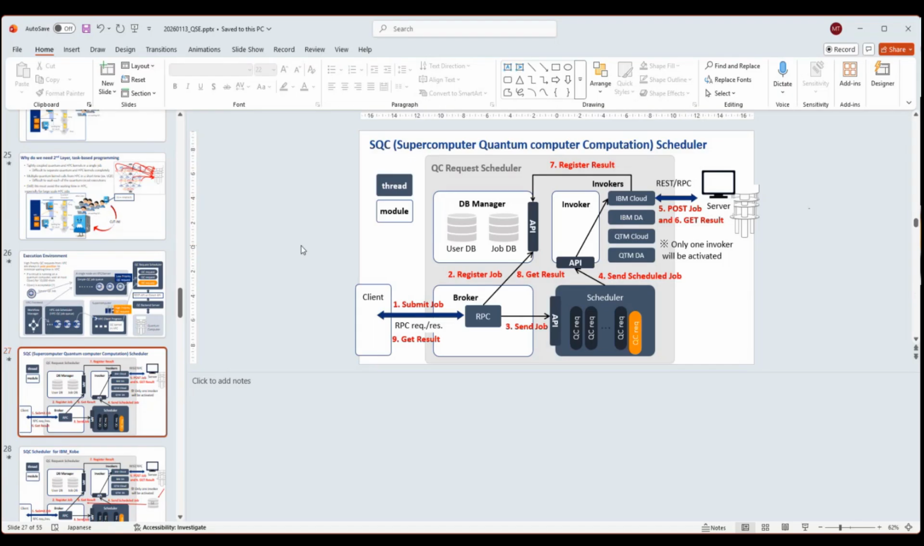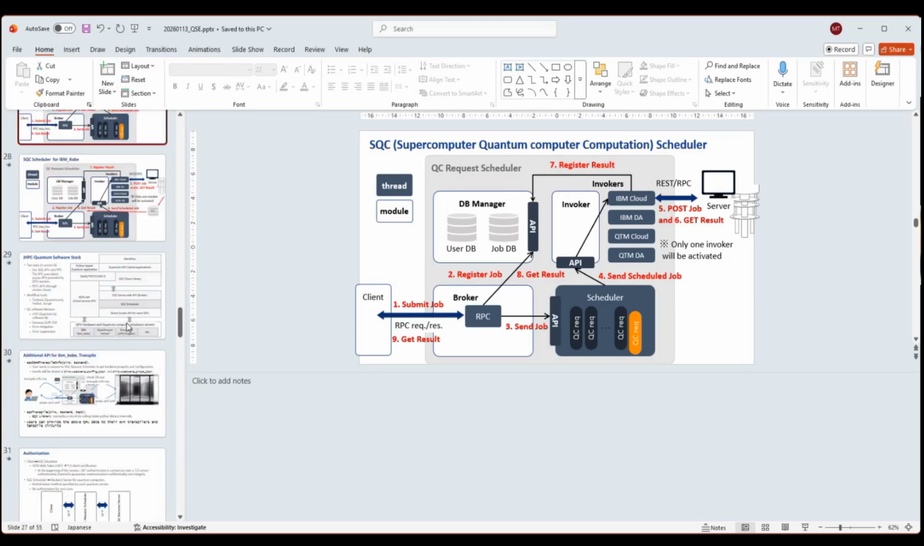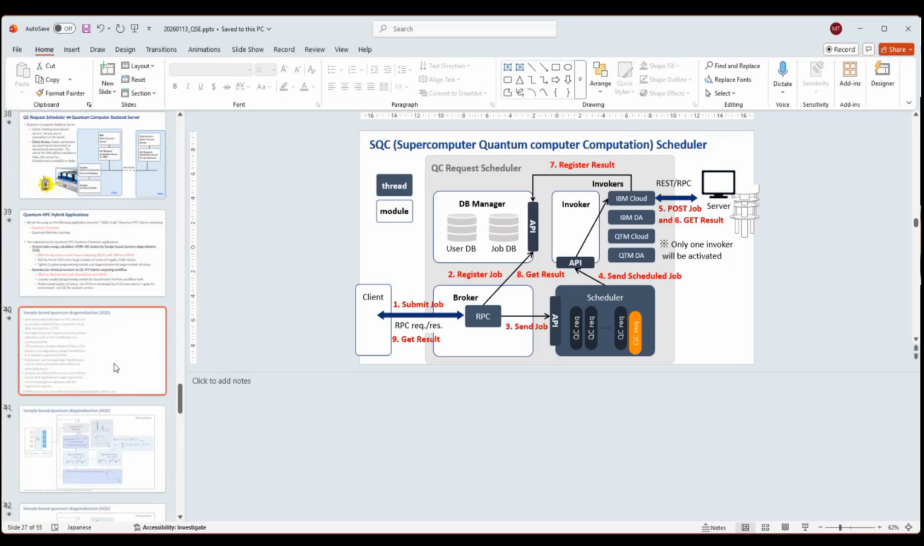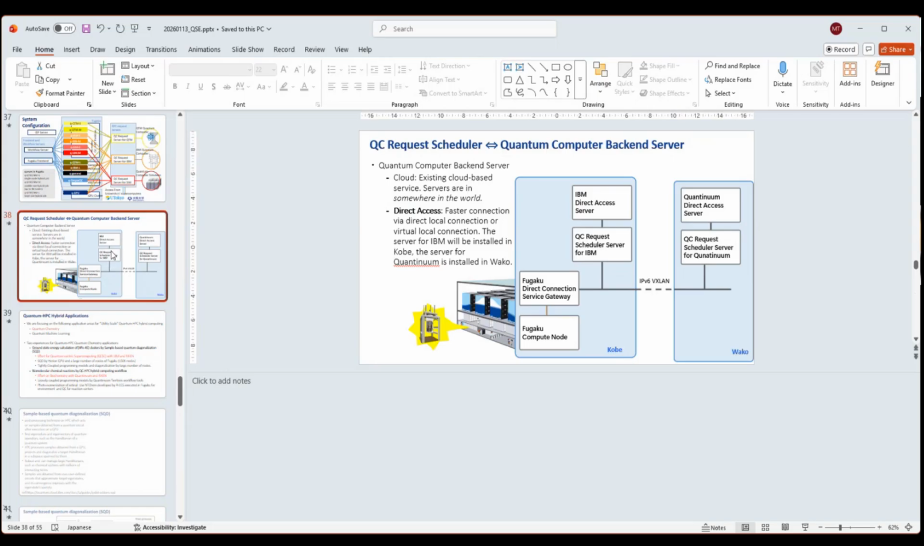Help me understand, the QC request scheduler is running on one of your HPC nodes? No, we have a special node for this. Okay. The QC request scheduler is between the quantum server and the Fugaku direct service gateway.